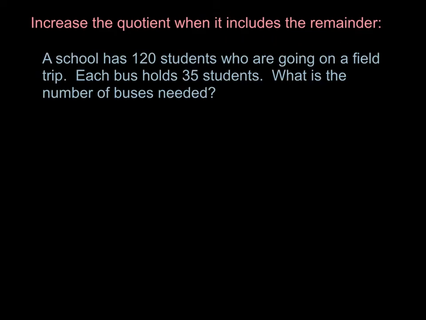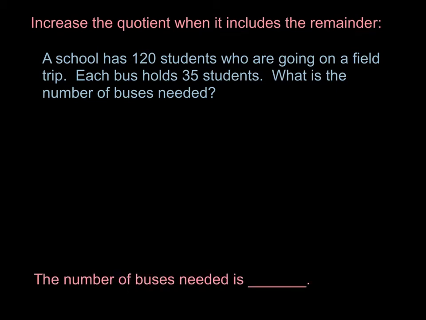Sometimes you will need to increase the quotient, the answer to a division problem, when it includes the remainder. Again, we'll start by reading the question. A school has 120 students who are going on a field trip. Each bus holds 35 students. What is the number of buses needed? So our first job is to come up with a sentence answer. We need to know the number of buses needed. So our sentence could say, the number of buses needed is blank.